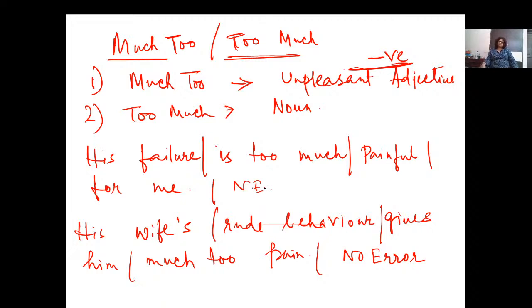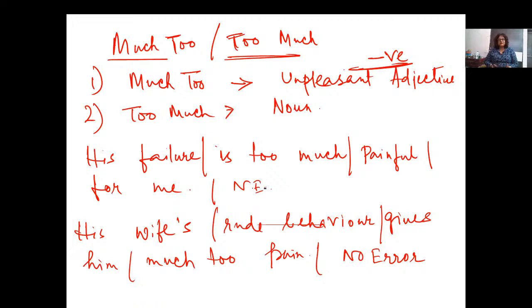Which will be the correct option? Much too always takes an unpleasant adjective, guys. That is the negative information. And too much always takes a noun. What is the difference between an adjective and a noun? Pain, P-A-I-N, that is a noun. But painful is an adjective. Clear? Care, careless, that is an adjective, or carelessness, that is the noun. When we add ness, ment, age, these are converted into nouns. Like that, develop is a verb, development is a noun.